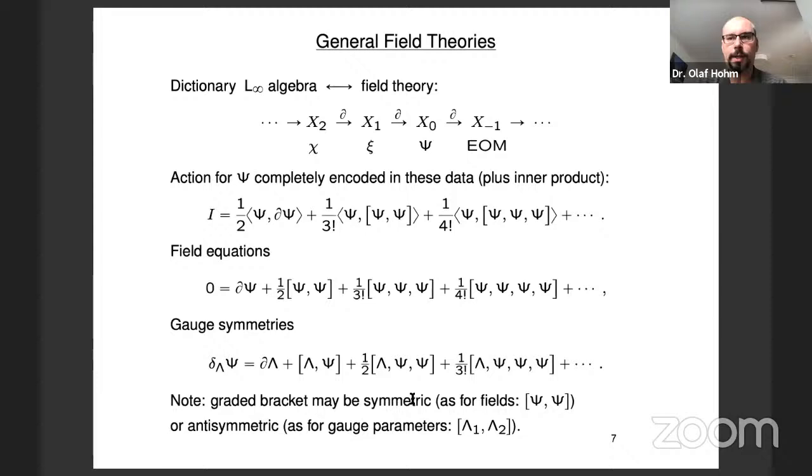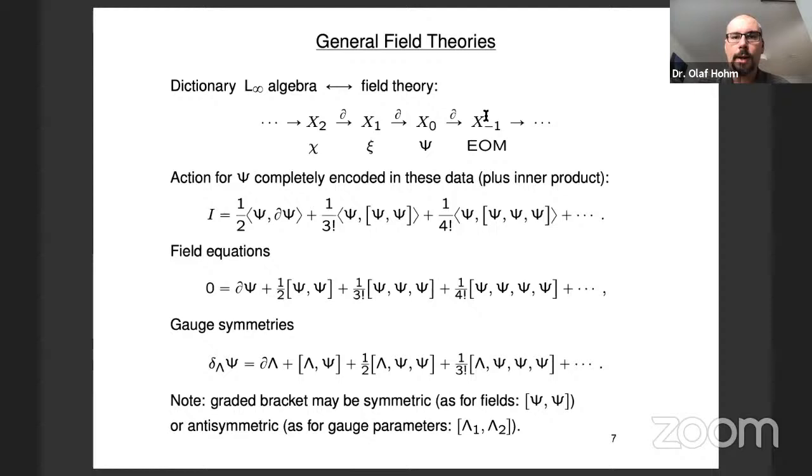Now, what does that have to do with field theory? There's a general dictionary that's very simple between L infinity algebras and field theories. Given an L infinity algebra, as I said before, you have a graded vector space. So you can think of it as a sequence of vector spaces labeled by gradings. Here you have a space at degree zero, at degree one, at degree two, at degree minus one, et cetera, extending in all directions. And I'm using conventions here, as I said before, where all the Bn have intrinsic degree minus one. That means in particular the differential has intrinsic degree minus one, which means that it lowers the degree of the space. So x1 goes to x0 goes to x minus one.